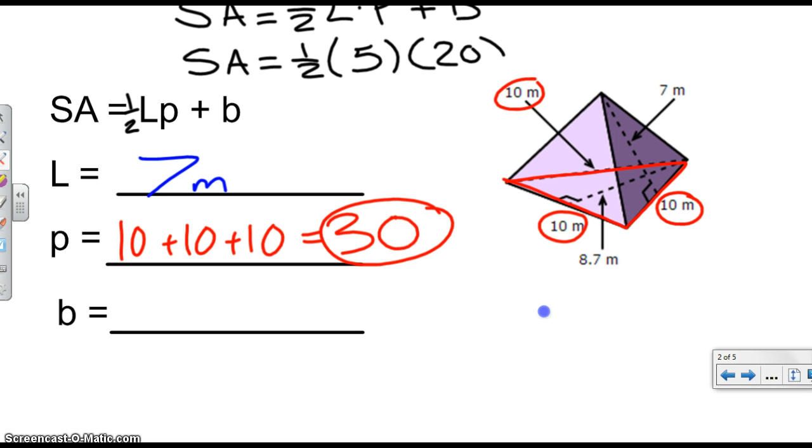Now we move on to B. B is the area of the base. That hasn't changed any, but now we have to look at it. We know the formula for the area of a triangle is 1/2 base times height, right? Remember that from before?